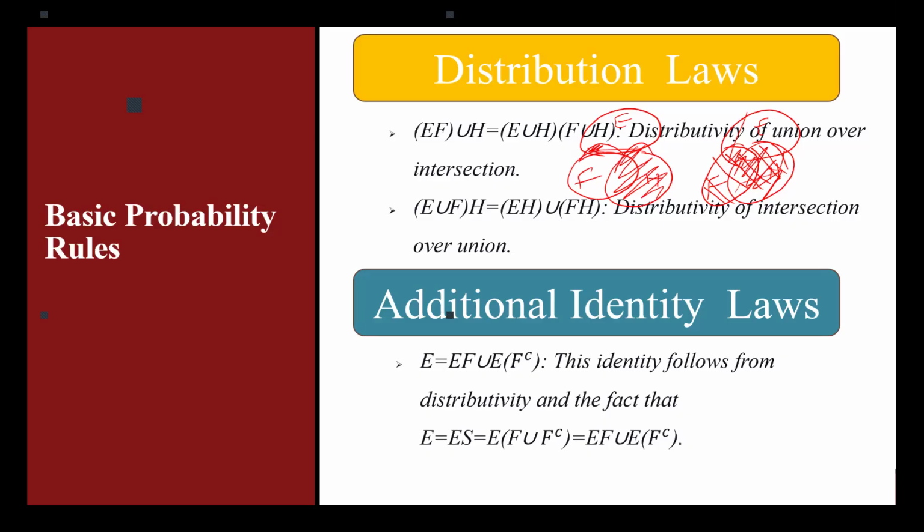Another one, the event E, which we already know is the intersection of our event with the sample space, is going to be equal to the event E intersection with the union of F and F complement, because we know that F and F complement is going to be the sample space. Correct?